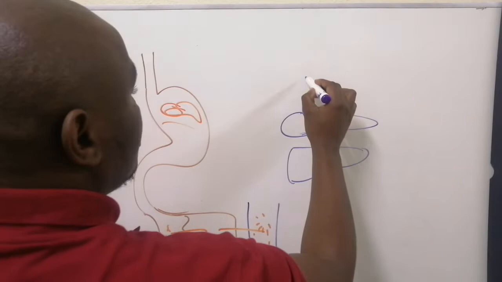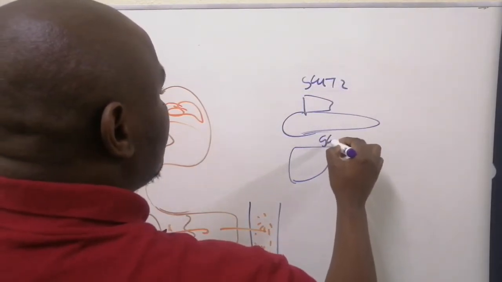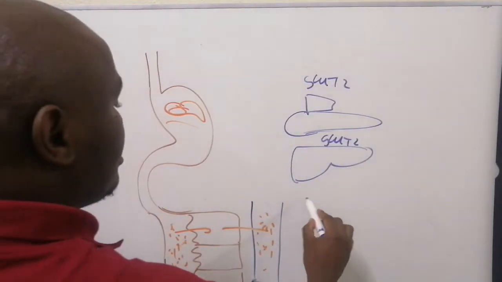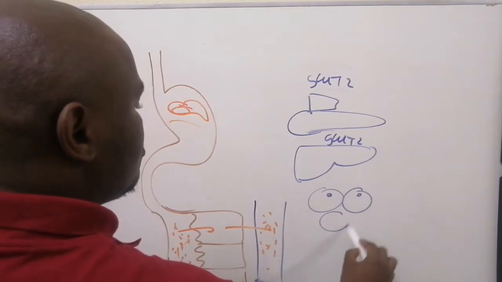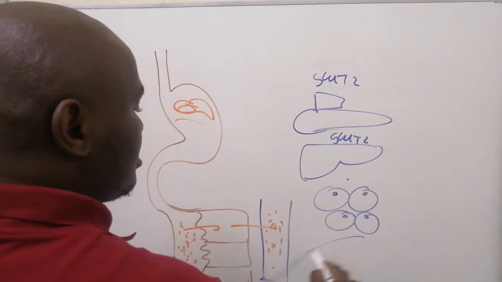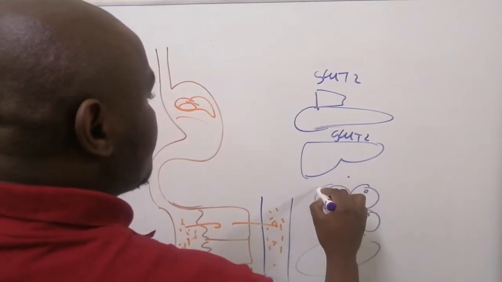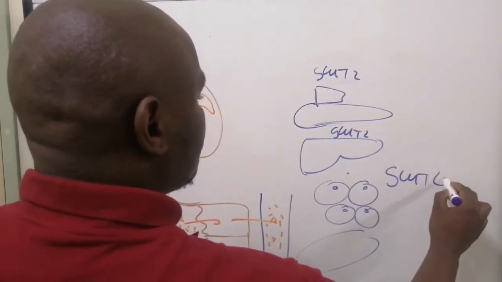So this is through the GLUT2, and how glucose enters the adipose cells and the muscles through the GLUT4 transporters.